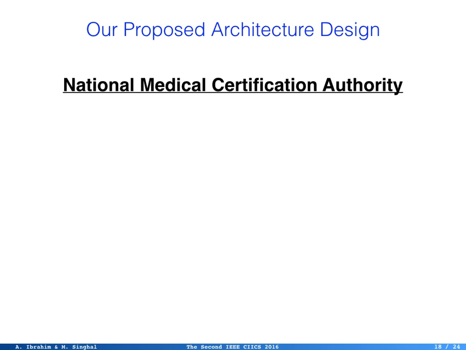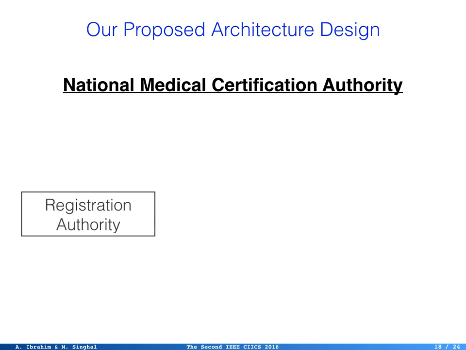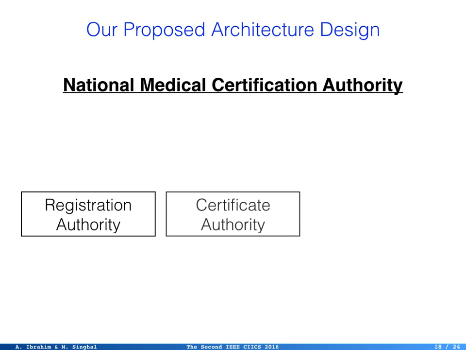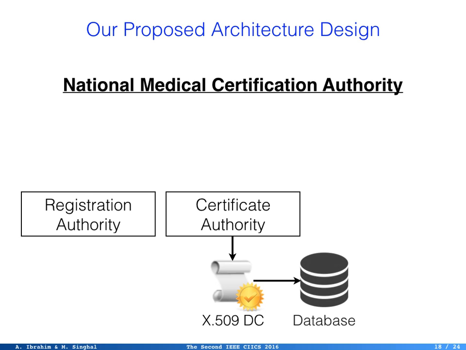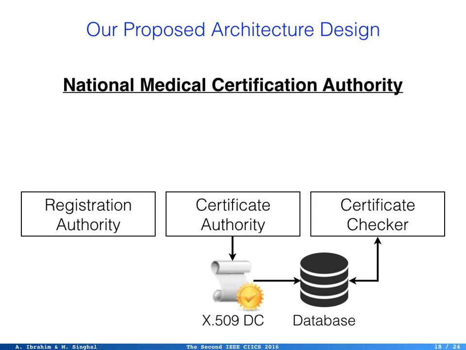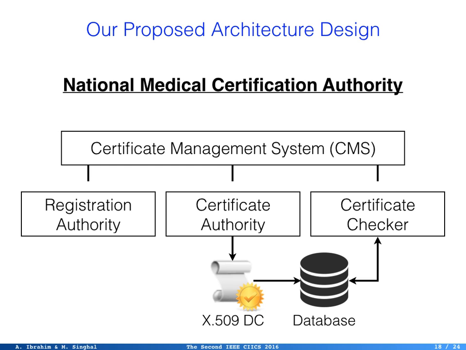The National Medical Certification Authority infrastructure consists of a registration authority that acts as the verifier for the certificate authority before a digital certificate is issued to a requester, a certificate authority that issues and verifies X509 digital certificates, and of course X509 digital certificates which contain identity information for entities, a certificate repository database where the digital certificates are stored, a digital checker that runs the online certificate status protocol for providing the revocation status of issued digital certificates, and lastly a certificate management system which provides the tools for the NMCA to perform.